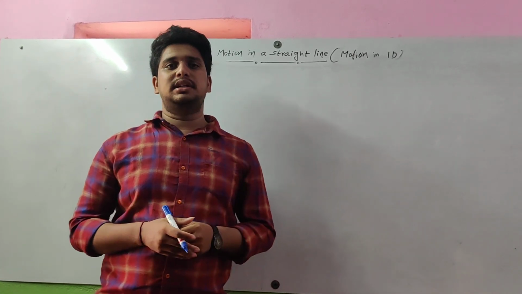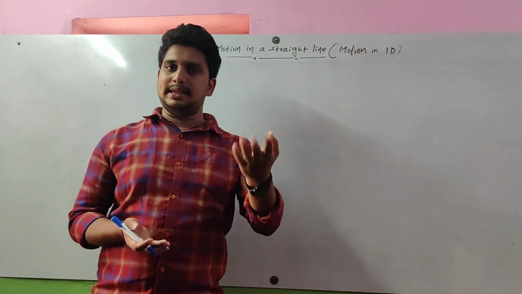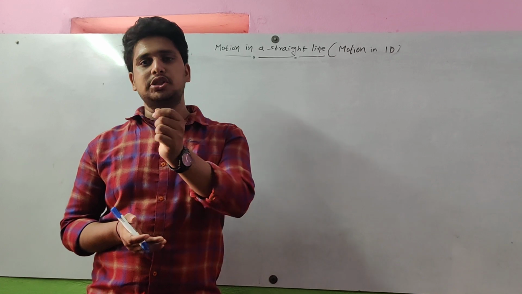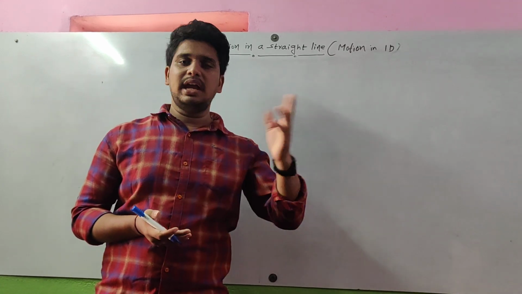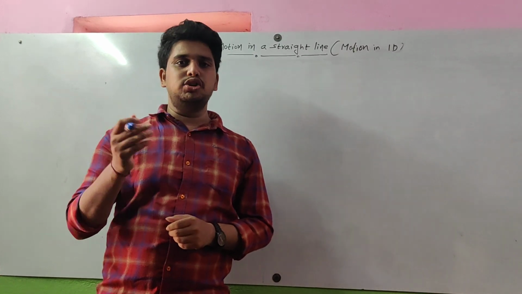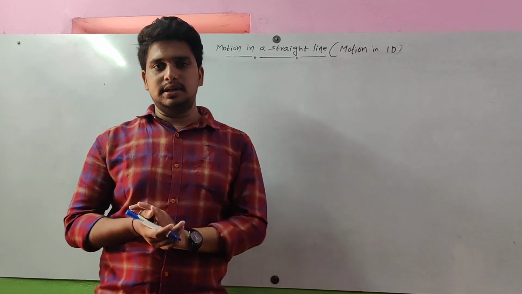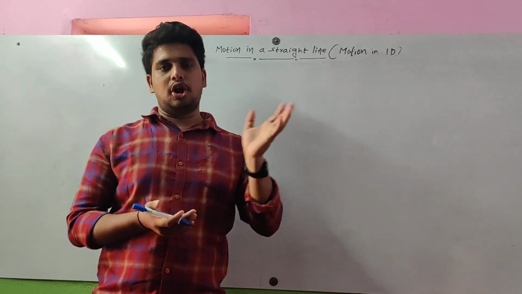For the first equation, V is equal to U plus AT, I gave one example. And the second equation, S is equal to UT plus half AT square, I gave one example. And third equation, V square minus U square is equal to 2AS, I gave one example. Fourth equation, I just derived in the last lecture.